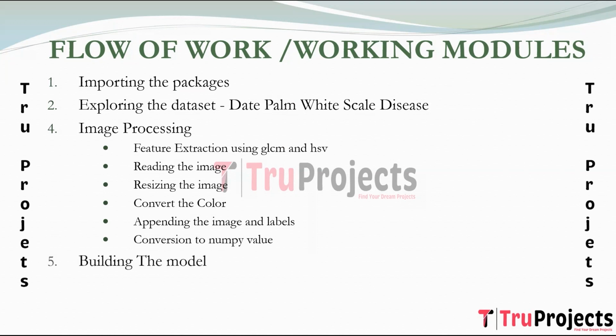The next step is building the model. This step involves defining the parameters of the machine learning model and defining the architecture of the deep learning model that will be used for classification. Training the model. The model is trained using the pre-processed dataset. During training, the model learns to associate the extracted features with the corresponding labels, enabling it to make predictions on new unseen data.